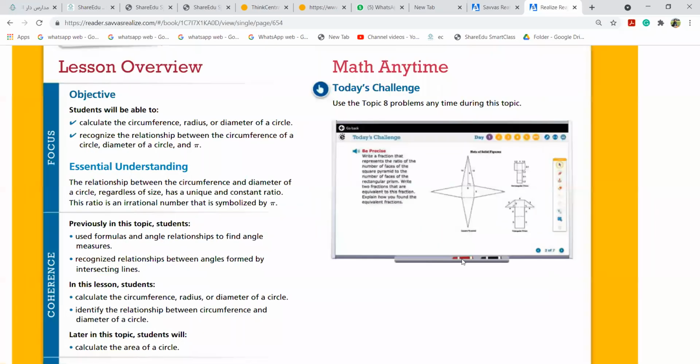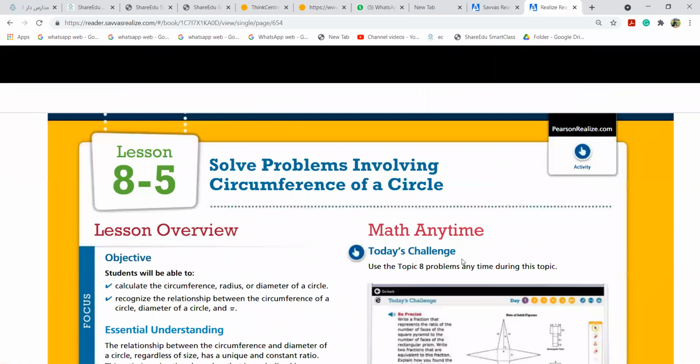So grade 7 girls, we are going to start with lesson 8.5. Solve problems involving circumference of a circle. What is circumference of a circle? What is the meaning of a circumference?